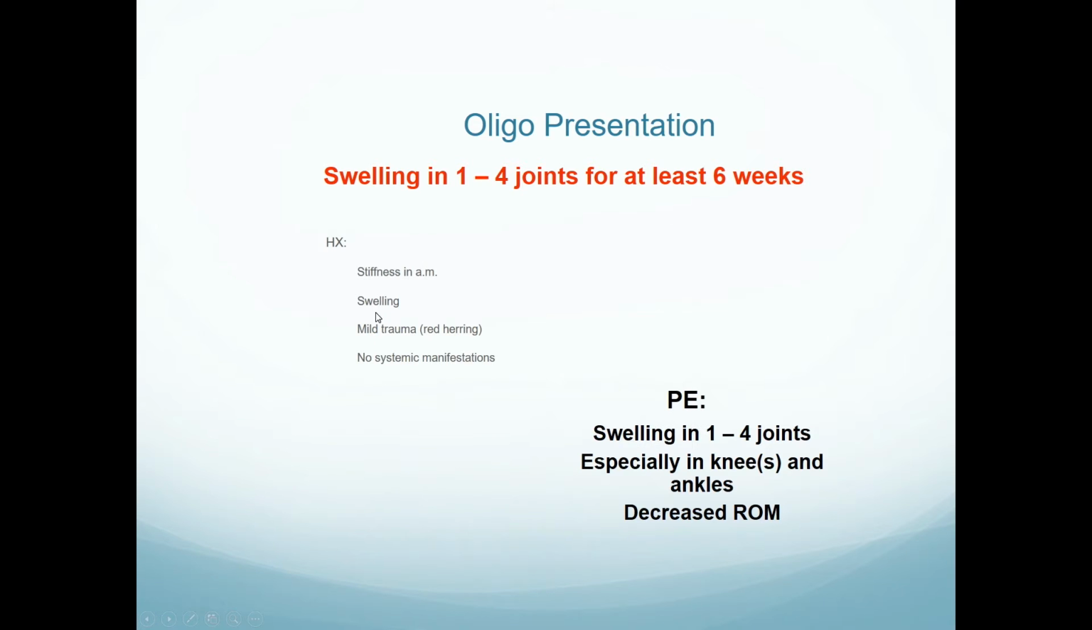Well, what's the most common age this presents at? 2. What are they doing chronically? Falling all the time, right? That's what 2-year-olds do. So it's really just a red herring. The parents remember it because they're trying to attribute the swelling to something else.